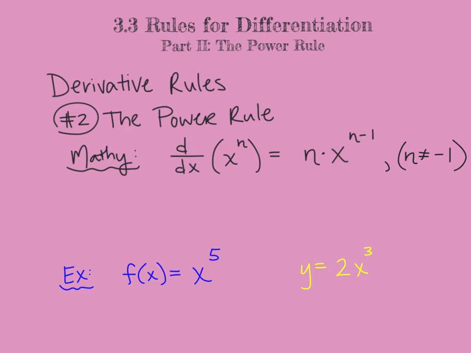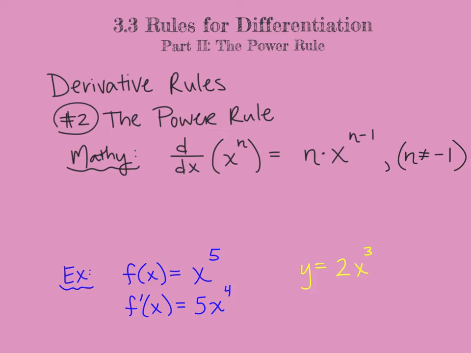Let's take a look at f of x equals x to the 5th. We want to find f prime of x using the power rule. So we use the power rule because this is a power, x to the 5th. We bring the 5 out front, that's the n value, and it's not -1. We write x, and then what goes in the exponent is 1 less than that, 1 less than 5. So the derivative is 5x to the 4th. Wow, that is so much easier than doing the limit as h approaches 0 of f of x plus h, much simpler than that.